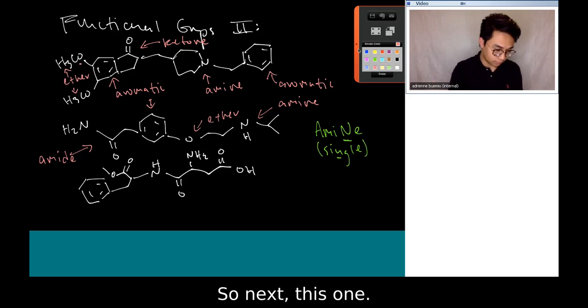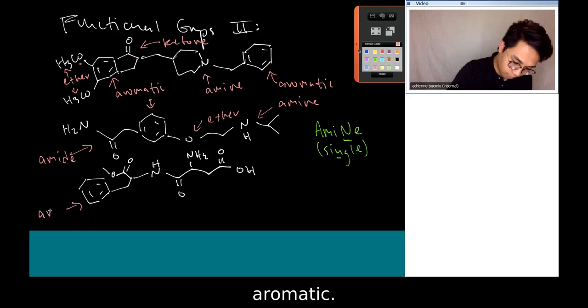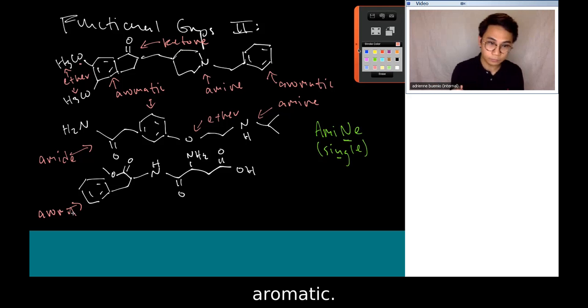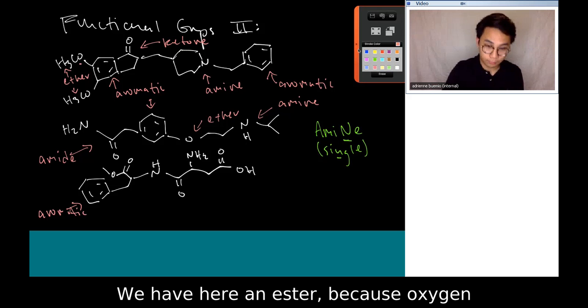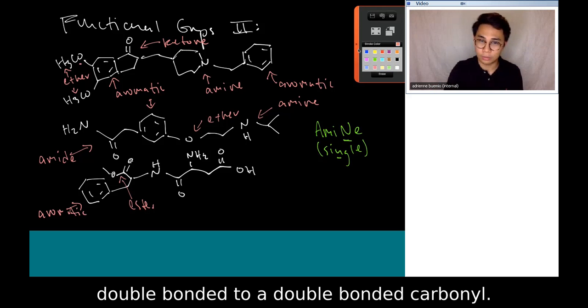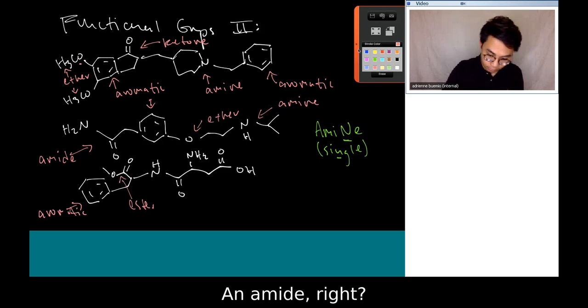So next, this one again we have aromatic. Let's see what else we have. We have here an ester, right? Because oxygen single bonded to a carbon and a double bonded carbonyl, right? What about this one? An amide, right?